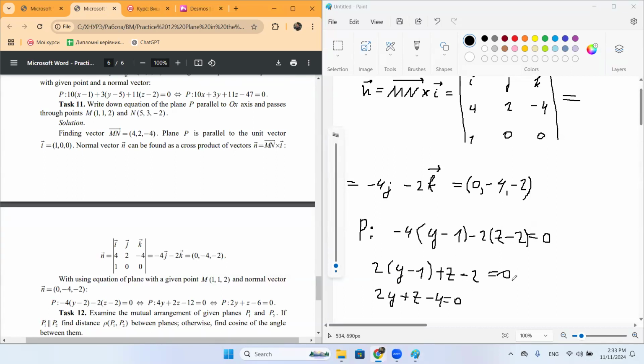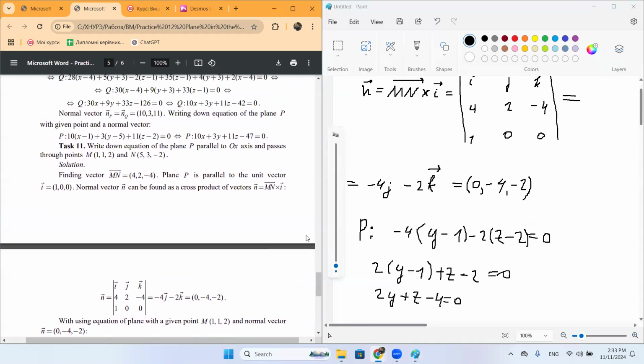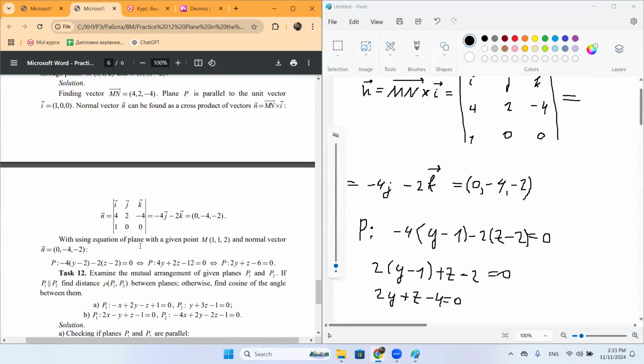Any questions about this task? Comments? So we got the right answer. It shouldn't be minus 6, because you see point M and I'm subtracting not the correct coordinate. So there was a mistake in the final answer.